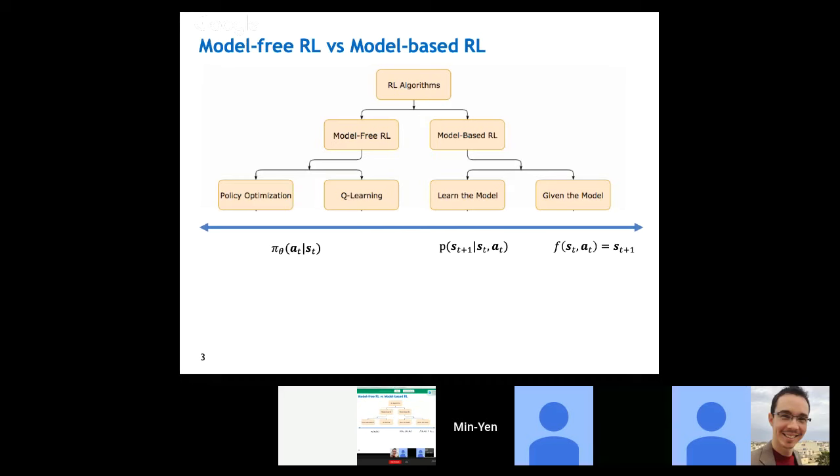For model-free reinforcement learning, we do not care so much about the model itself. We focus on trying to learn the policy, which we denote as pi. That means given any state, we want to find an action. For model-based RL, instead, we are more focused on learning the transition itself. In the probabilistic case, we denote it as P. In the deterministic case, we denote it as F. Normally it is more complex because it captures the transition.